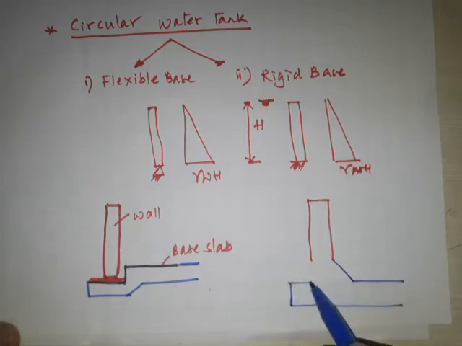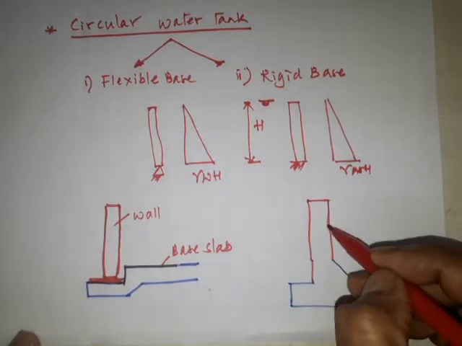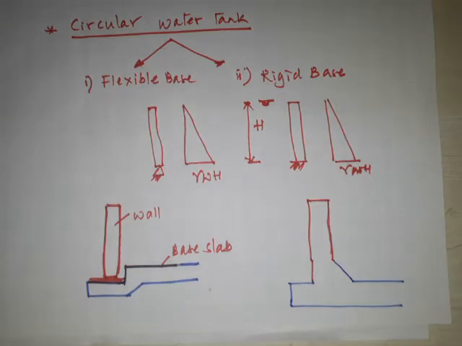So this is the base slab, and over that the wall is connected. Are you getting my point? So this is the connection joint. At that time, the reinforcement will be here. The reinforcement will be provided like this.